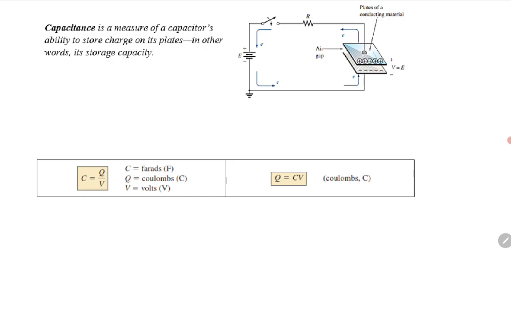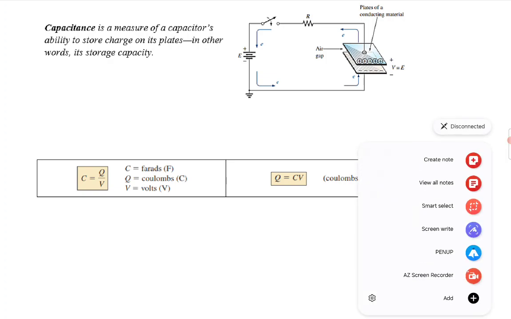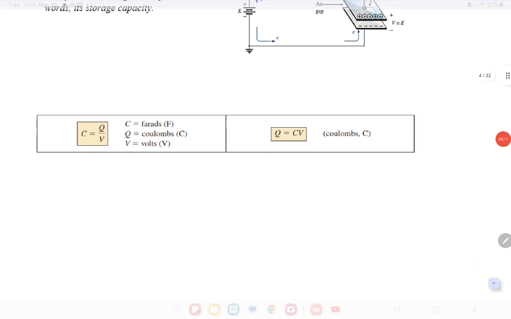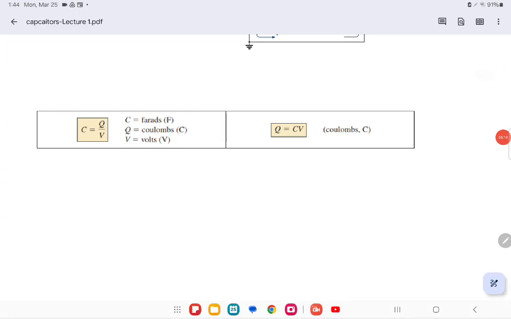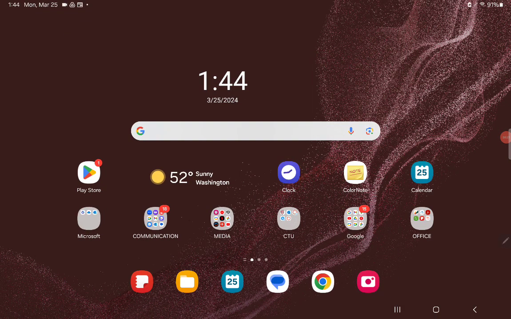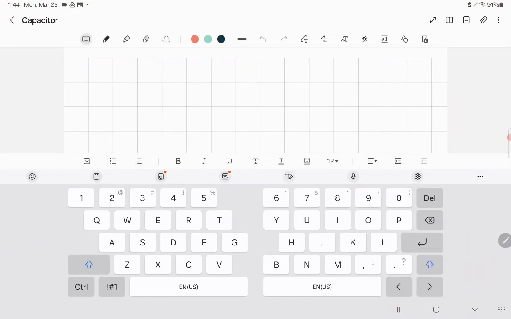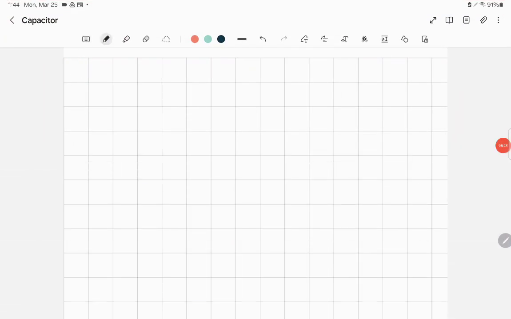All right. So let's now take an example about this formula. We'll take in this example, but let me first write the equation. C is equal to Q over V, where C is the capacitance of a capacitor, Q is the total charge in Coulombs, and V is the voltage.